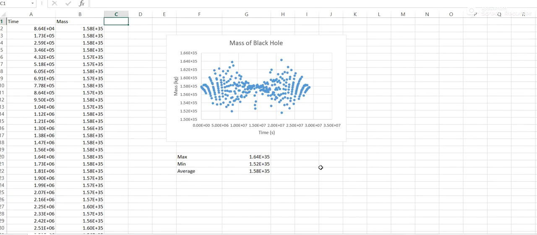This is a graph representing the mass of the black hole at each interval. There is a large variety of different masses, so I put the max and the min, as well as the average black hole mass, which was 1.58 times 10 to the 35th kilograms.